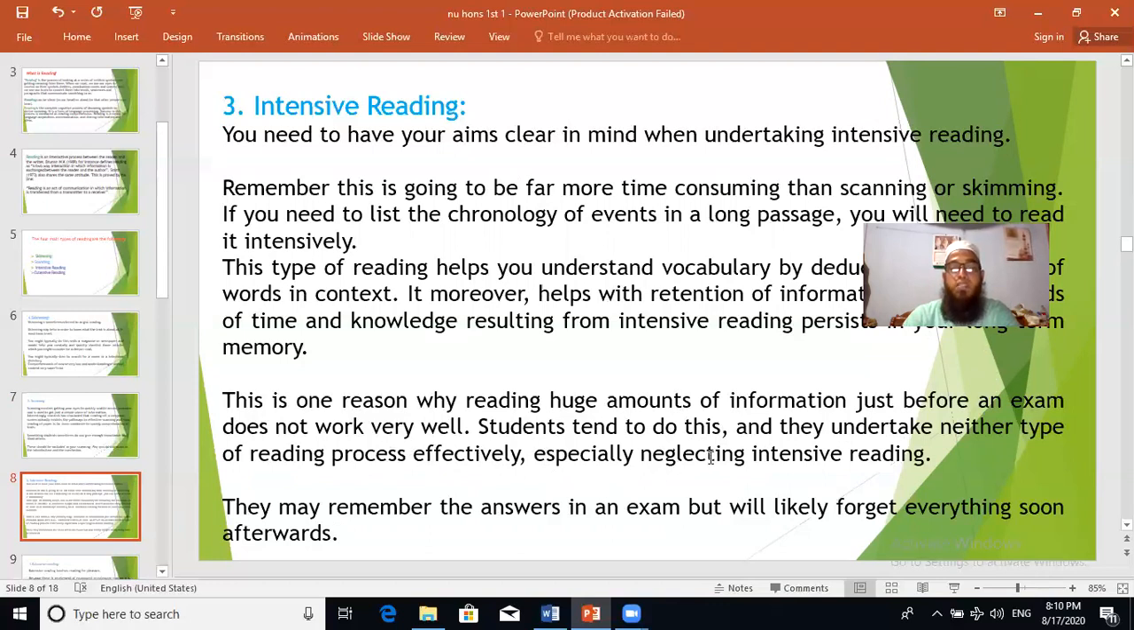And finally, what happens? They may remember the answers in an exam, but will likely forget everything soon afterwards. In this way, they might do well in the exam, but just after the exam, they will forget everything. They will not retain any knowledge or information.